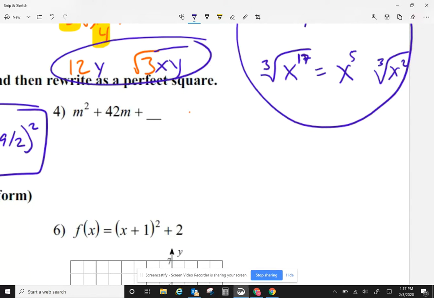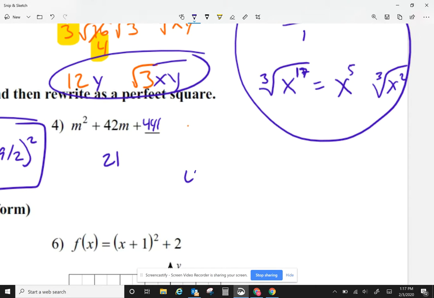So 42, I think, what's half of 42? It's 21. And then I'm going to go 21 times 21, and that gives me 441. That is what completes the square. So the first part was, which number completes the square? I'm going to say 441.